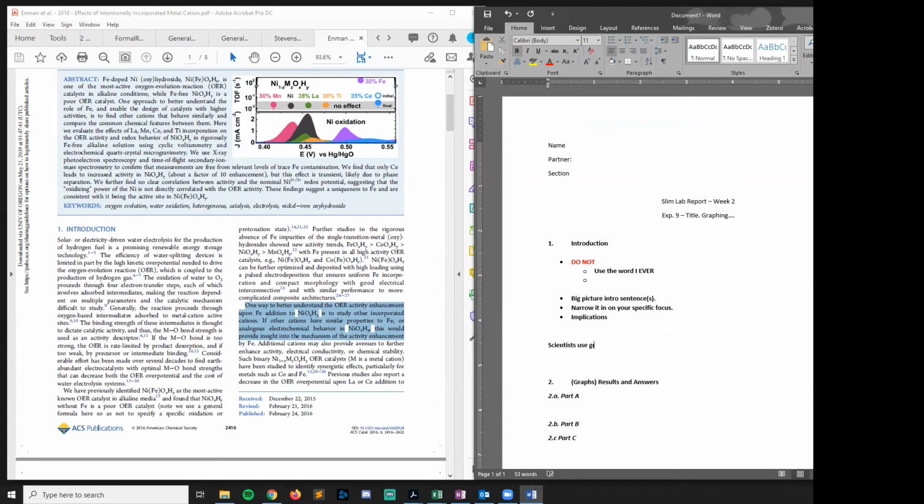Scientists use graphs. Now, I'm purposely using very bad sentences and trying to say as little as I can because I don't want you guys just writing what I write, right? I'm trying to give you ideas of where you can go with this. Scientists use graphs, okay? Narrow it in, specific focus, right? So what did we do in this lab? We didn't just graph, right?